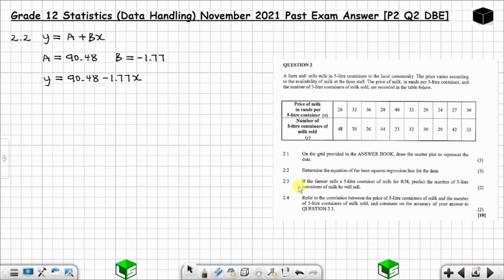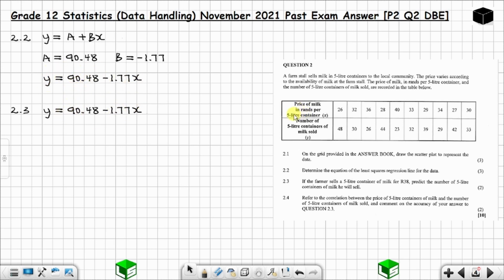Now the next question 2.3. Okay, if the farmer sells a 5-liter container of milk for 38 rand, predict the number of 5-liter containers of milk he will sell. So you need to predict the number of 5-liter containers of milk he will sell if he sells a 5-liter container of milk for 38 rand. Okay, so you are going to use this equation to predict. So the equation is Y is equal to this. You have it from the previous question.